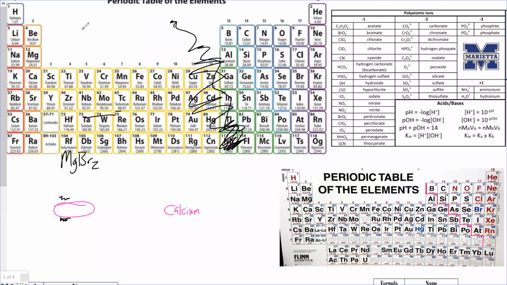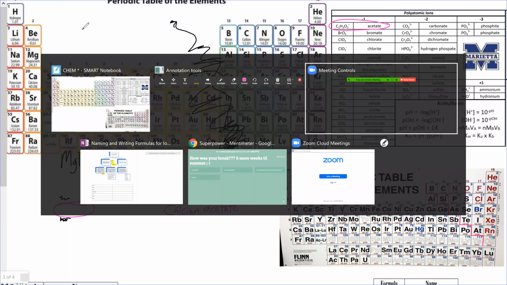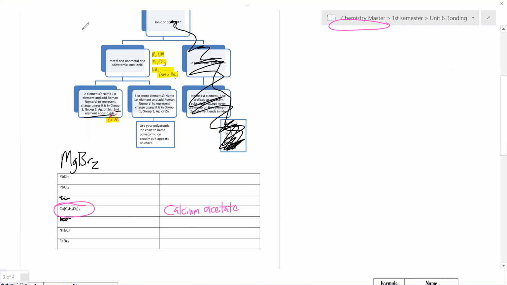Acetate. Excellent. Joe found it. He says right here, it's acetate. I don't have to change the ending or anything. It is acetate. Calcium acetate. That's all I have to write. If it's a polyatomic, you just name it. You don't have to change any endings. So this is calcium acetate.